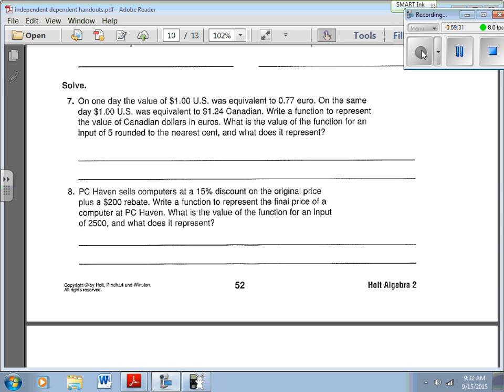So that's something that happens in life when you start to travel. You have to be aware of whether it benefits you. I mean, if you're going there, you're obviously going to have to pay the value of what their monetary system is. Okay. So it says on the same day, U.S. was equivalent to 124 in Canada. So that means if you go to Canada, your American dollar is worth more in Canada than it is in Europe. Does that make sense?